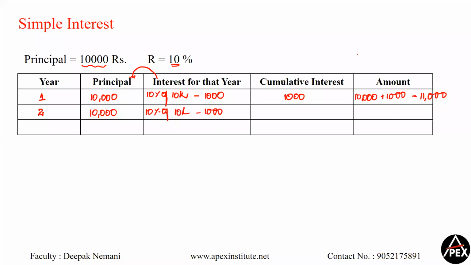Okay, so I can say that the principal is constant, so the interest accrued on the principal for the given year will also be constant. In the second year also you will receive an interest of 1,000 rupees. Now what will be the cumulative interest? You have received 1,000 rupees in the first year, 1,000 rupees in the second year, so it will be 2,000. Now the amount at the end of 2 years will be the principal which I have deposited in the bank and the cumulative interest accrued till that year. So 10,000 plus 2,000, which is 12,000.